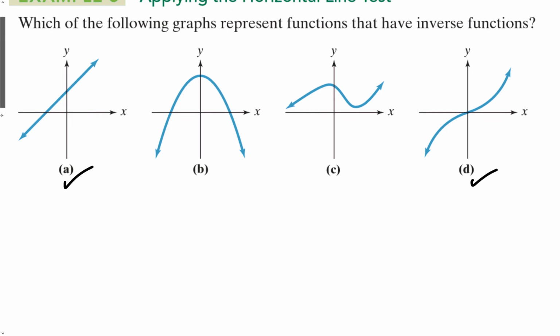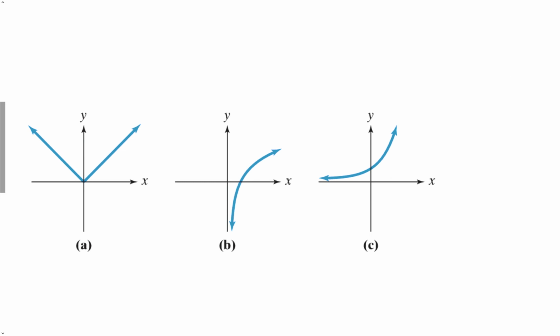If we look at another one, B passes and C passes, A does not, because the absolute value function right here, while it is a function, the equation of this looks like that. It's a function, but it doesn't have an inverse that is a function. It has an inverse, but that inverse is not a function.